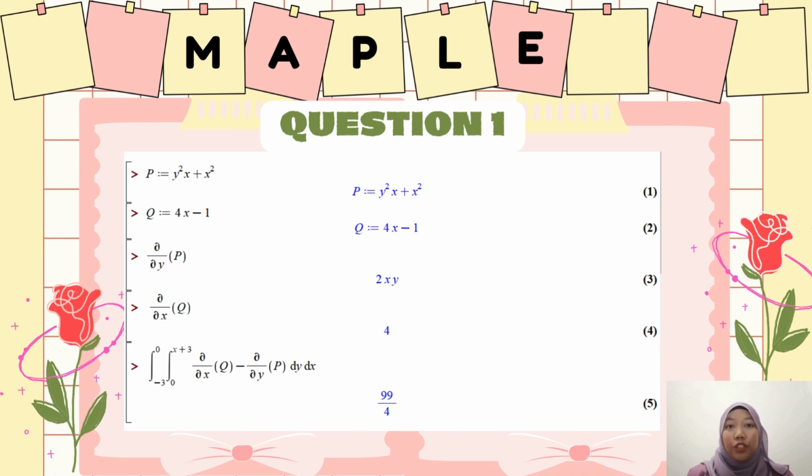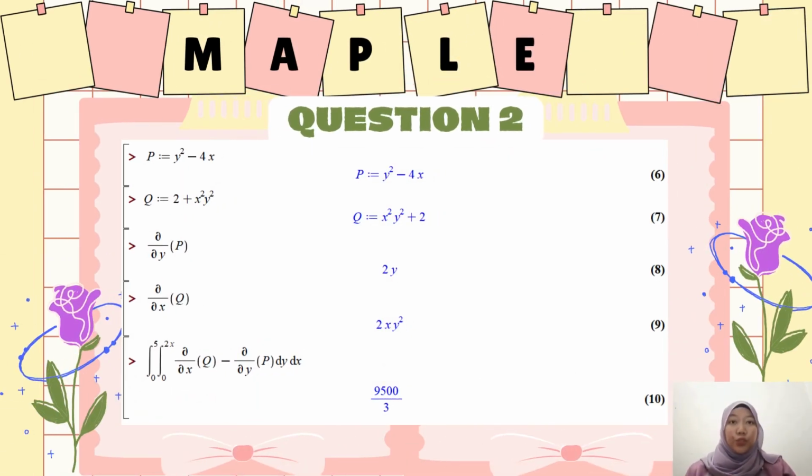Next, I will show the solution for question 1 and 2 by using Maple software. This is the solution for question 1. Firstly, we let the equations from question 1 be P and Q. Then, we differentiate both equations. For equation P, we differentiate with respect to y, and for equation Q, we differentiate with respect to x. After we differentiate both equations, we integrate using the Green's theorem formula. When we use the formula, the limits of integration for x and y come from the question, and we integrate with dy dx. So, the answer for question 1 will be 99 over 4.